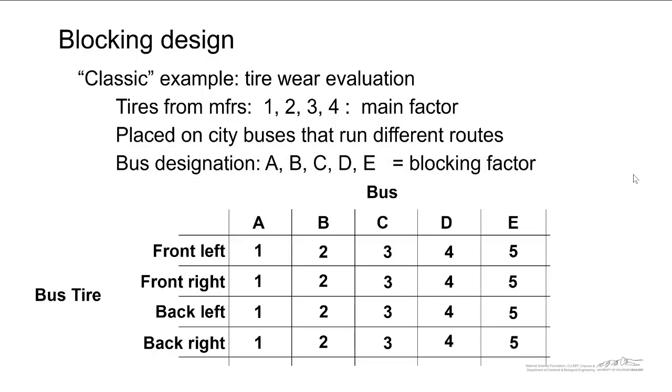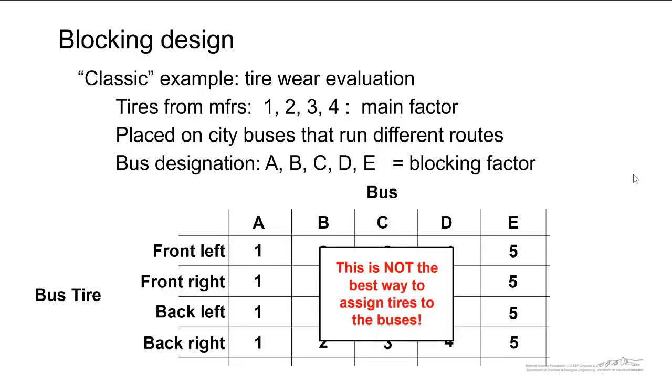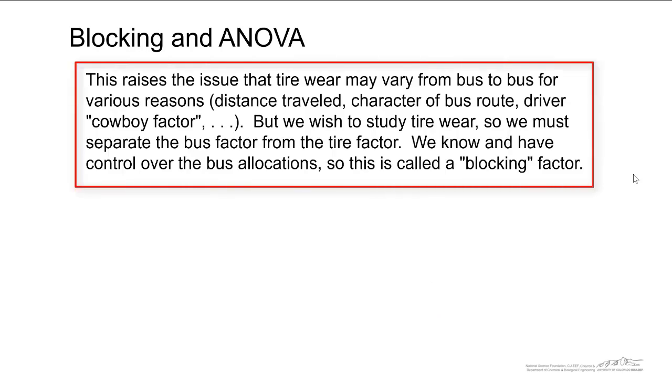One way that we can do this is if we take a look at the buses and the 4 tires on the bus, we could assign all of the tires from manufacturer 1 to bus A, all of tires 2 to bus B, and so on. But I think most of you would agree that this is not the best way to assign tires to the buses. Obviously, this raises the issue that tire wear may vary from bus to bus for various reasons. For example, the distance traveled might be different on these different routes, the character of the bus route, the driver cowboy factor, how wild the driver drives. But we wish to study tire wear, so we must separate the bus factor from the tire factor.